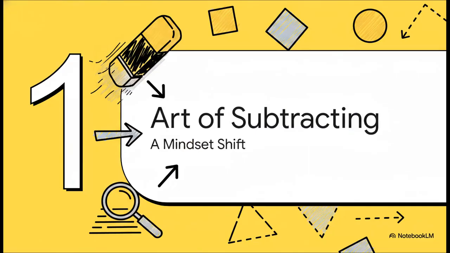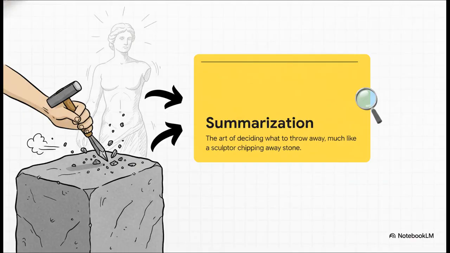All right, part 1, the art of subtracting. This is a total mindset shift. Here's the core idea we need to start with. Summarization is actually not a test of your ability to write. Seriously, it's a test of your ability to subtract. I want you to think of yourself as a sculptor. A sculptor doesn't build a statue by slapping on more clay. They start with this massive, heavy block of stone, and they chip away everything that isn't the statue. When you summarize, your job is exactly the same. You're chipping away all those heavy, unnecessary details to reveal the beautiful, clean skeleton of the author's main point.